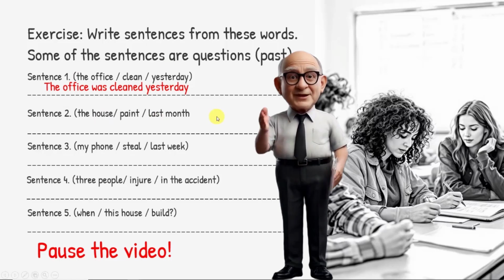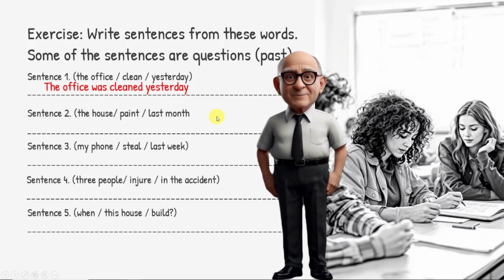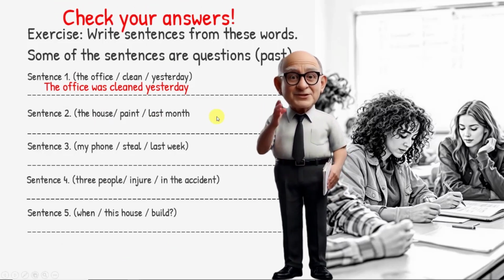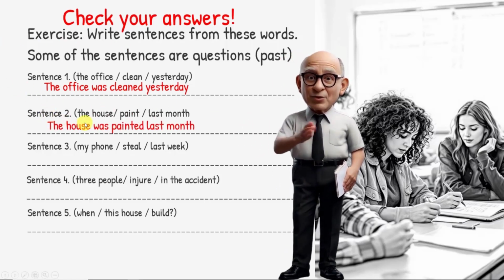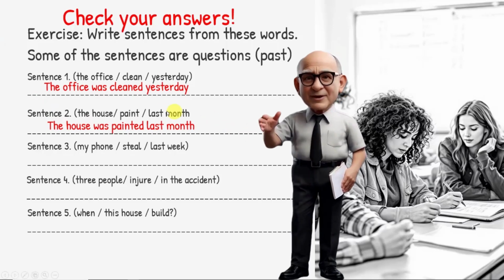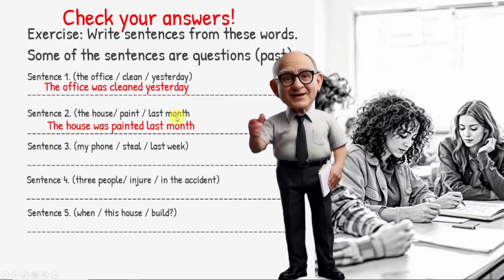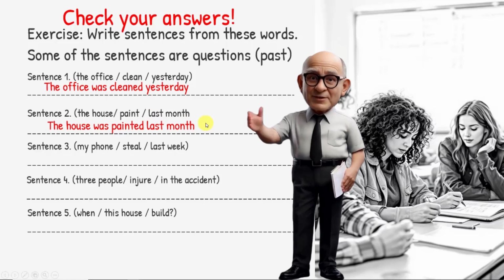The house paint last month. Oops, sorry. First, check your answers, right? Okay, fine. Let's go look at number 2. The house was painted last month. Remember, it's past. Okay, so it was painted, and last month tells you it's an action that's been done already.